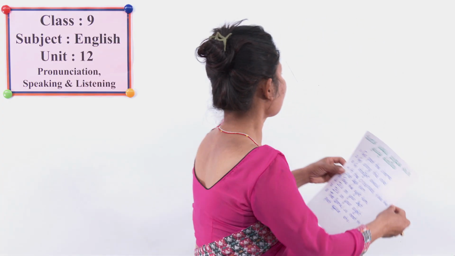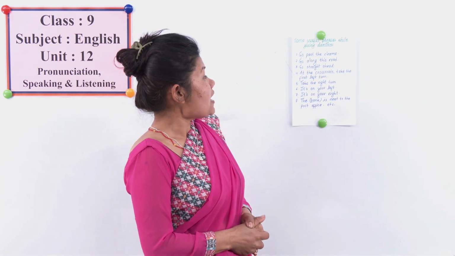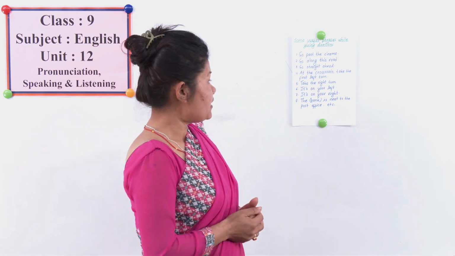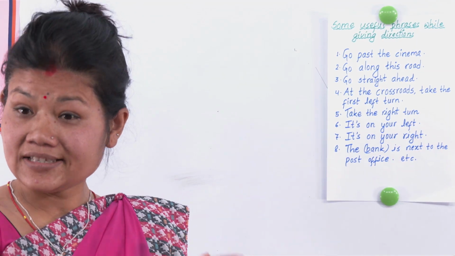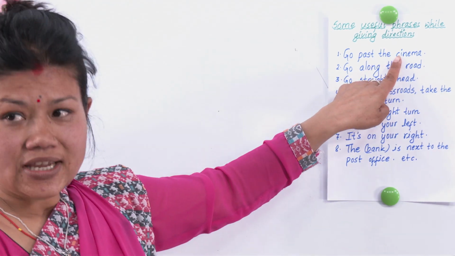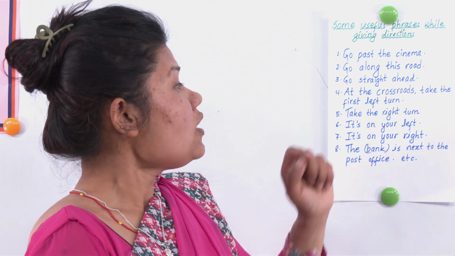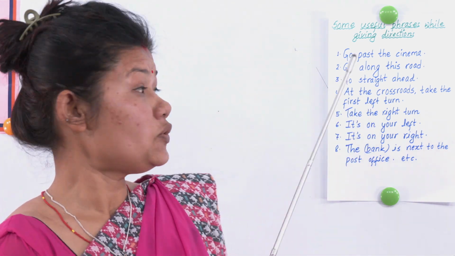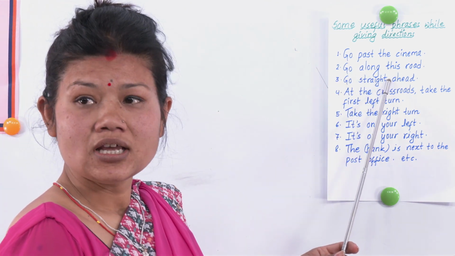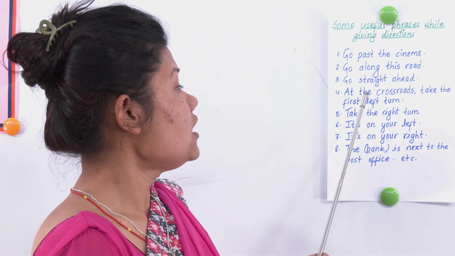Please look here, dear students, just read it. Go past the cinema. Sometimes we can also use this phrase, go past the cinema. On the way there is a cinema, pass it; that comes on your way. Similarly, go along this road. So, go straight on or go along this road. This phrase is also a useful phrase while giving direction.